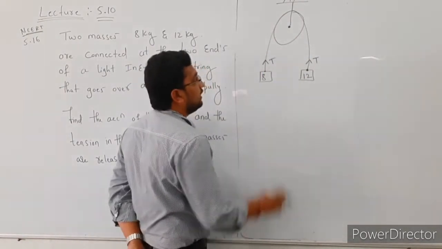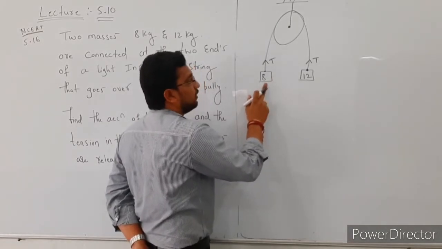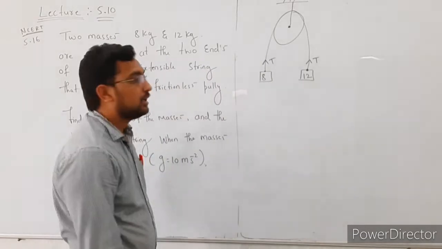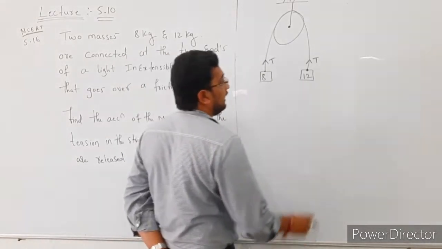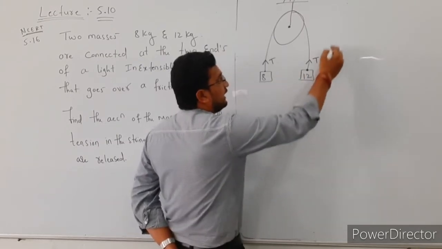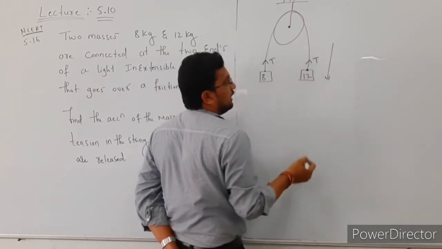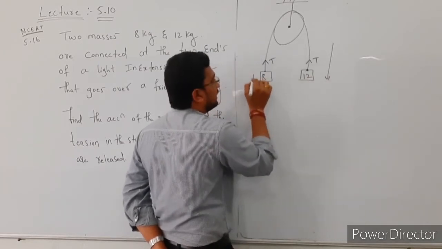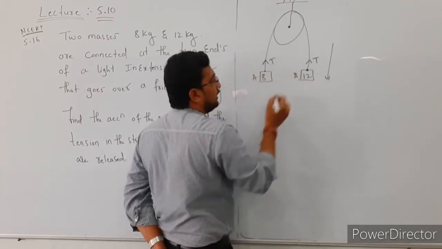Okay, see here. So in this case, the mass of the first body is 8 kg and the mass of the second body is 12 kg, right? So in this case, this system is moving in this direction. Okay, see here, we are going to draw the free body diagram. Consider this A body and this is the B body.